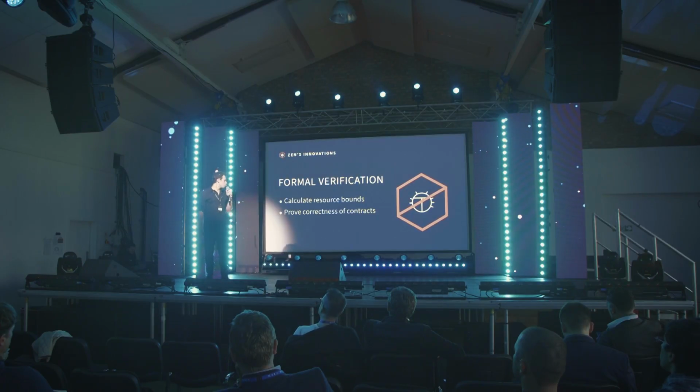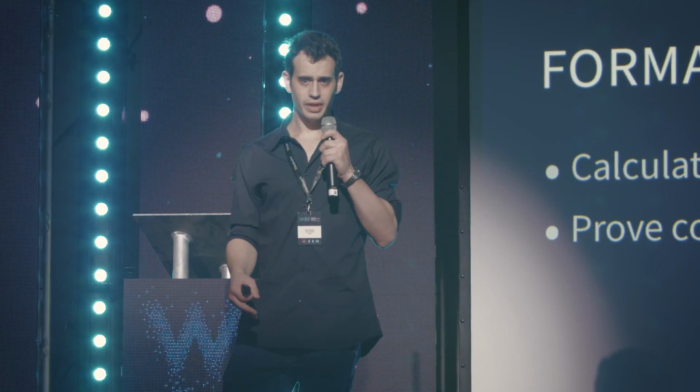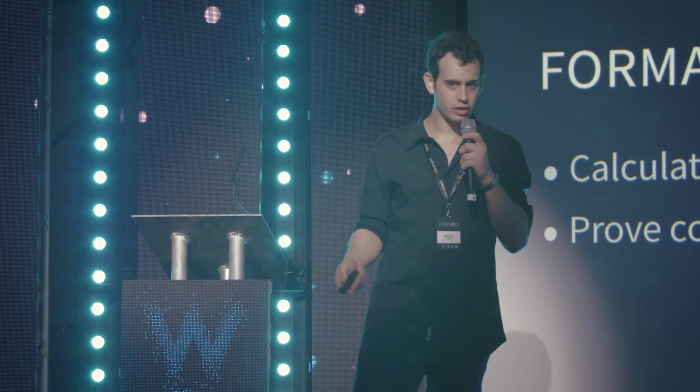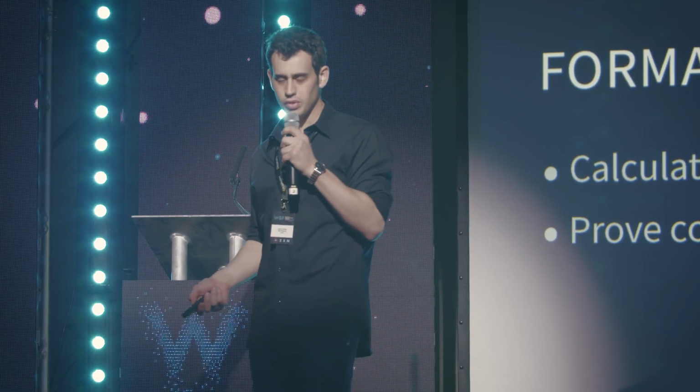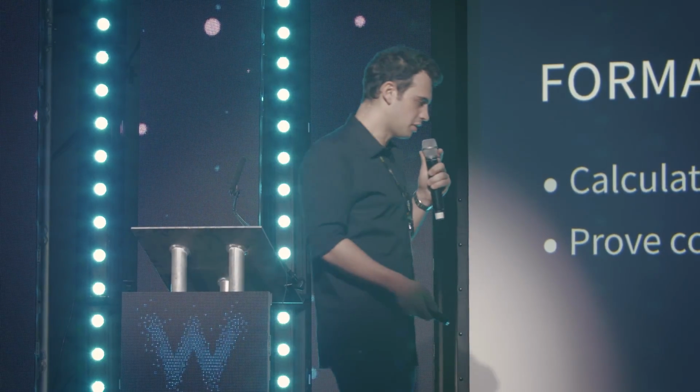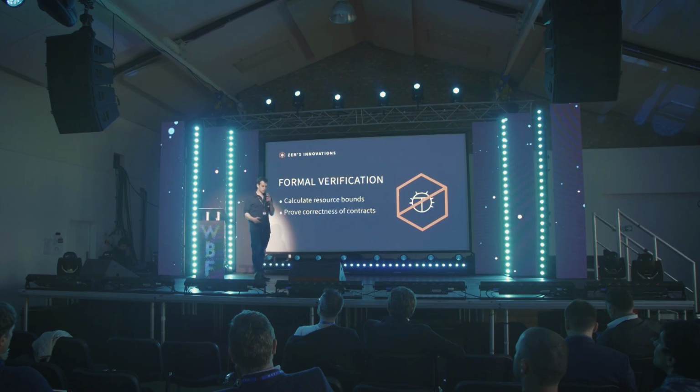For example, we can prove that a contract doesn't have bugs in it. We can prove that if I send a token to a contract, that contract will pay out to me 100 tokens. We can prove that if the price of Apple goes above $150, that contract will pay money to me.